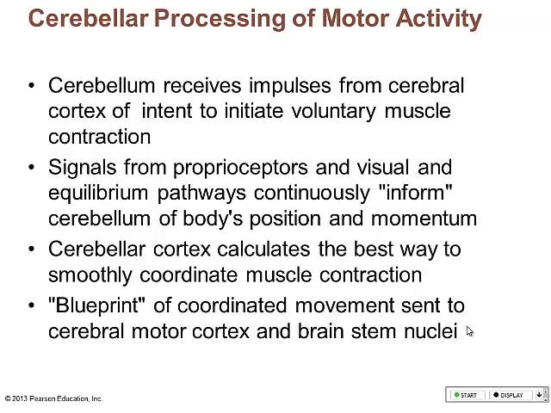So impulses from the cerebral cortex with respect to voluntary muscle contraction. Also proprioceptors and visual receptors, equilibrium. Proprioceptors, those are the guys in the inner ear that are going to help us control what? Balance. So position, momentum, movement, coordination, all think of that when you think cerebellum.